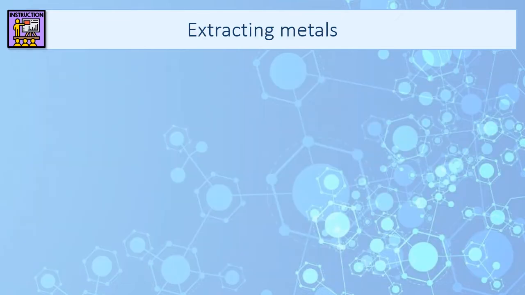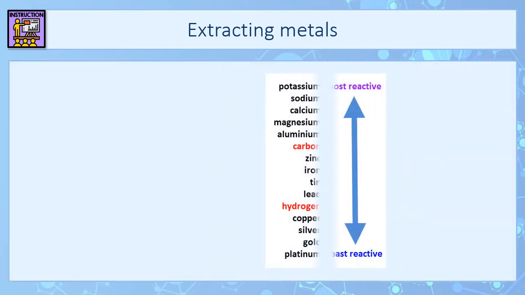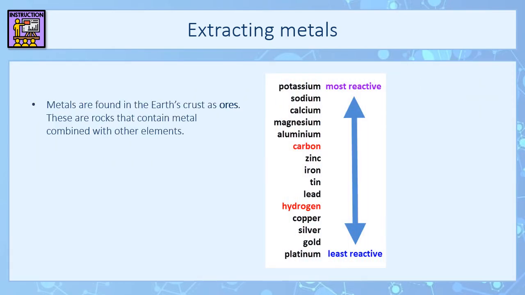Okay, the next thing we're going to talk about is extracting metals, and this is also based on the reactivity series that we saw a moment ago. Most metals are found in the Earth's crust as ores. Ores are rocks that contain metal combined with other elements, and they contain enough metal that it's worthwhile extracting them to sell them or to use them in products.